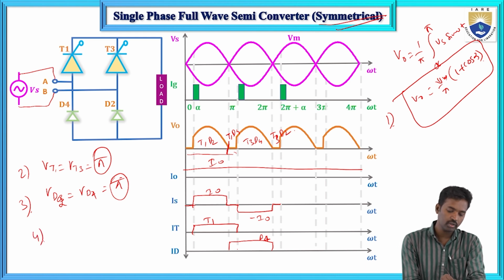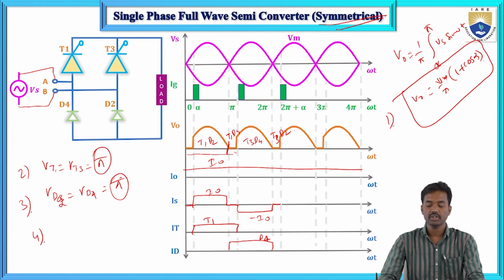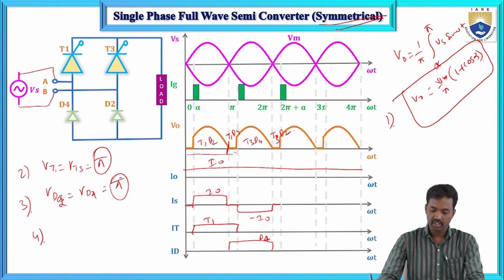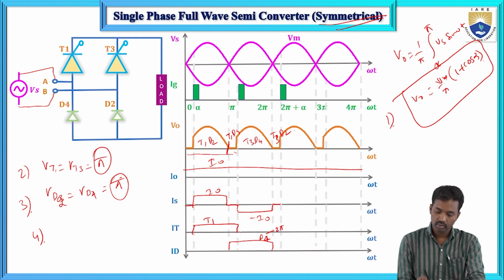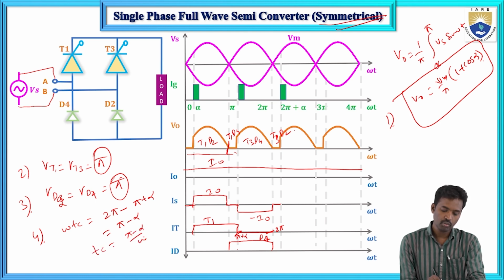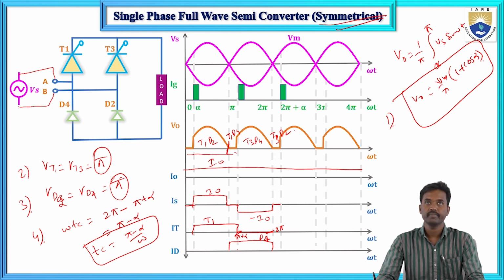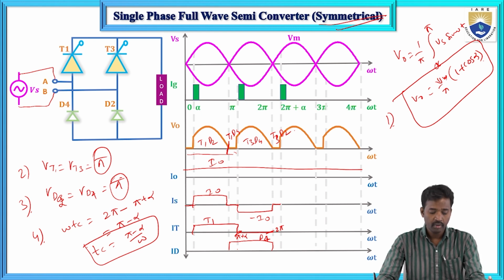And next, the fourth one is the circuit turn-off time. Circuit turn-off time means the time for which the SCR is in reverse bias condition. Out of 2 pi, up to what duration is the SCR in reverse bias? First I will take that up to pi plus alpha it will conduct. So now here omega Tc equals 2 pi minus (pi plus alpha), that equals pi minus alpha. So Tc equals (pi minus alpha) by omega. This is the circuit turn-off time. In the same fashion for thyristor T2 also, and thyristor T3 also.